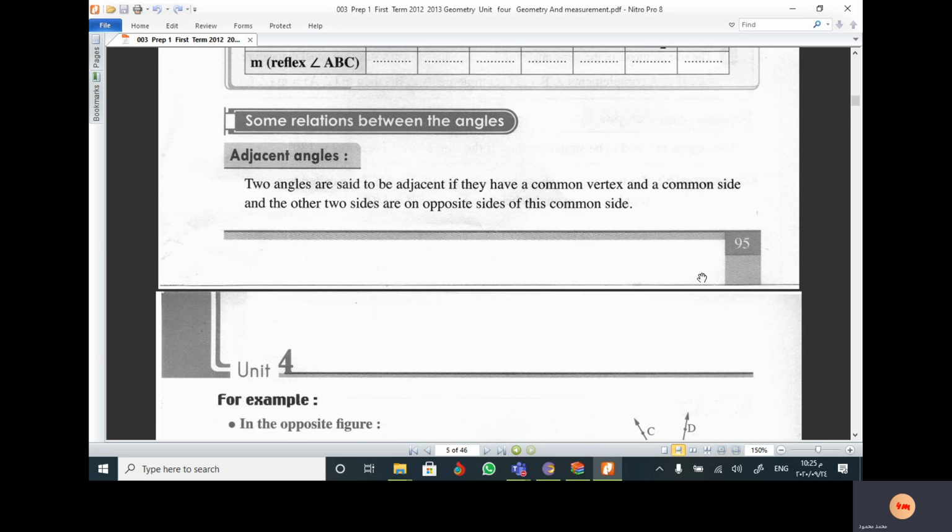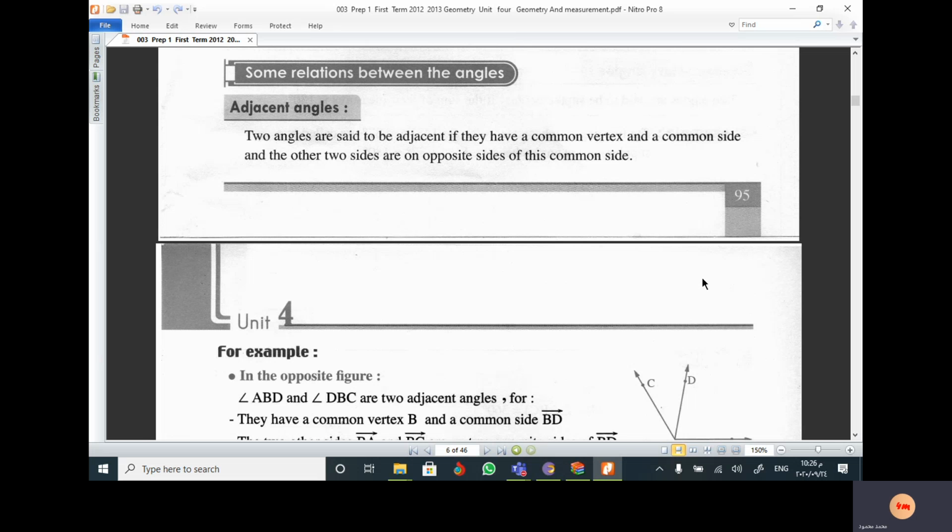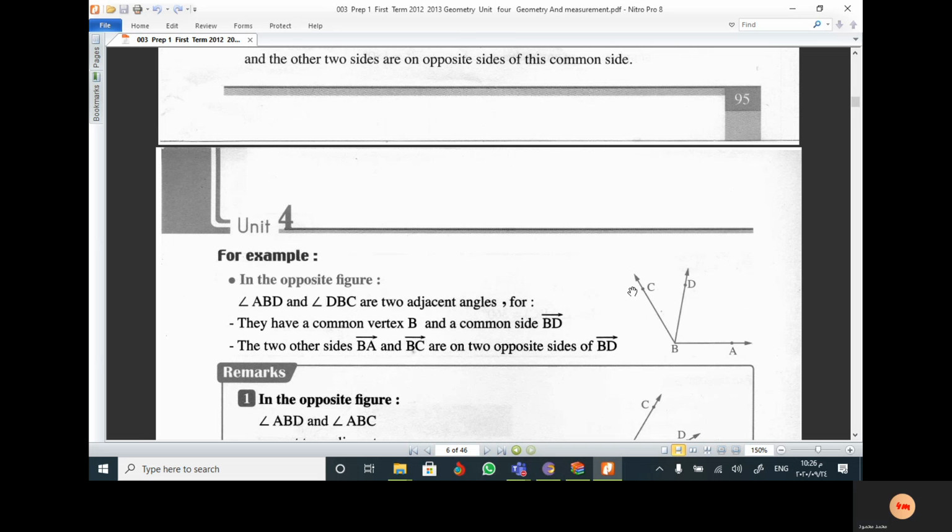And between angles, adjacent angles. Two angles are said to be adjacent if they have a common vertex and a common side. If you have two angles with a common vertex and a common side, the two angles are adjacent. And the other two sides are on the opposite sides of this common side. Like this one, we have two adjacent angles.